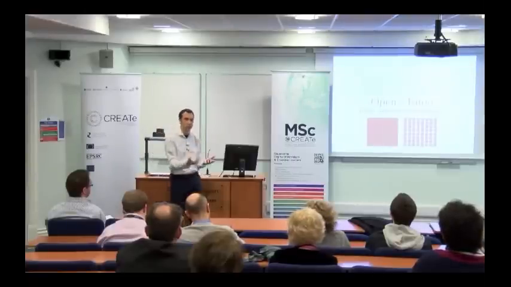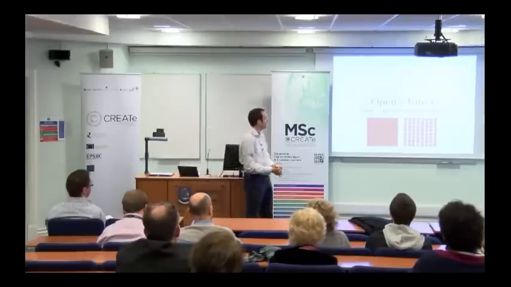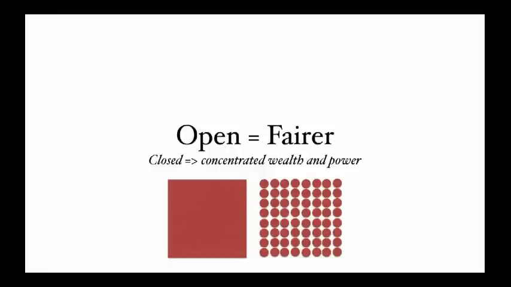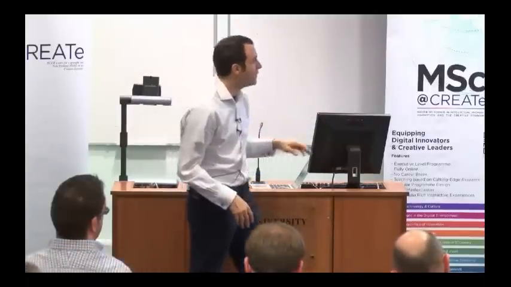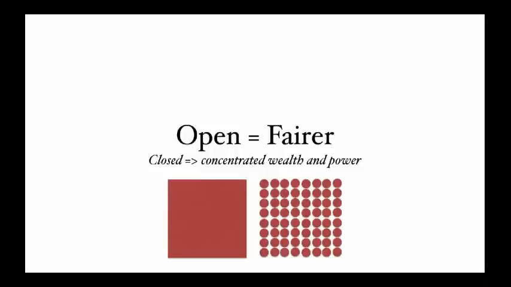And finally, because we talk a lot about economic inequality, I want to emphasize something about open being fairer. Generally, closed means concentrated power and wealth. I don't know if you've noticed, but this information age spawns a lot of very concentrated wealth. Many of the richest people in the world, extraordinarily rich people, are people who had information monopolies of one kind or other. Microsoft is an information monopoly in software. Facebook is an information monopoly of a kind. And what I wanted to show with this diagram is, this is the same amount of wealth here as on the left, but it's just broken up into much smaller parts.